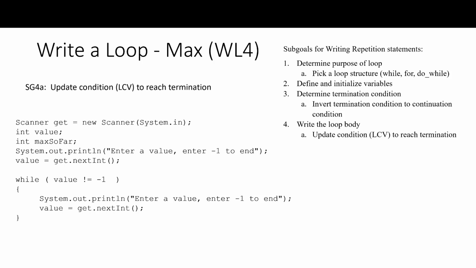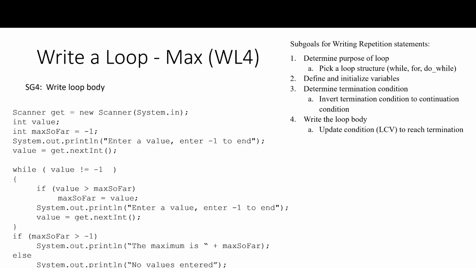Now we're going to update the loop control variable to reach the termination. It's another read statement. So we now are prompting the user to enter in another value and reading that next value. Subgoal 4 is to write the loop body. Here we want to test if the value read in is bigger than the maximum value that we have so far, and if so, we want to replace that maximum value so far.